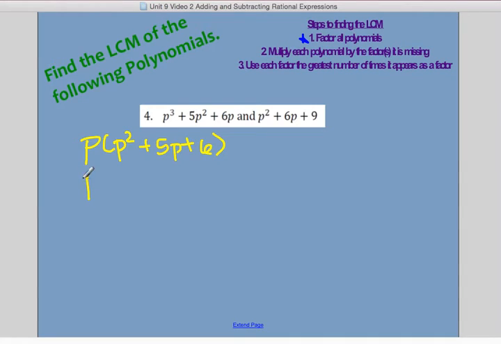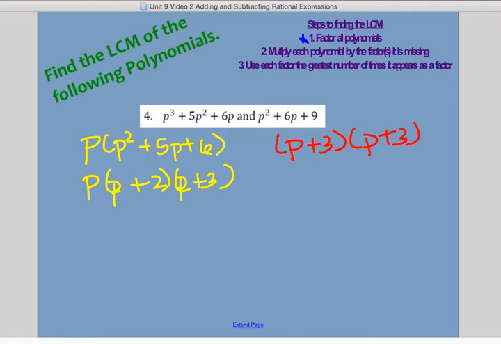Okay, then I'm going to factor a little further. I have p. And then what multiplies to 6 but adds to 5? They're both positive, 2 times 3. Okay, now I'm going to factor this polynomial. What multiplies to 9 but adds to 6? 3 times 3. Now I look to find my LCM.